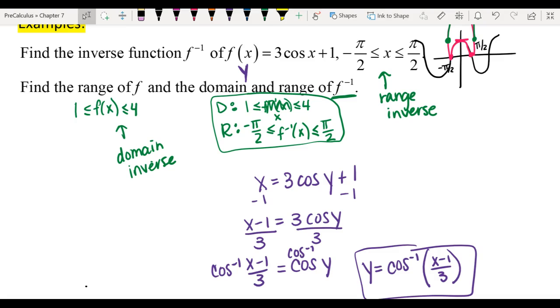Once I figured out my domain and range, then I found the inverse function. And I would recommend doing it in that order. I think this is part A, and then this might be B and C or something like that. But I like to do it in that order. Domain and range, then go ahead and find my inverse function. What overall questions do you have on this type of problem that you're going to see today?